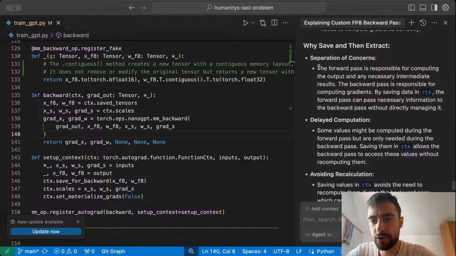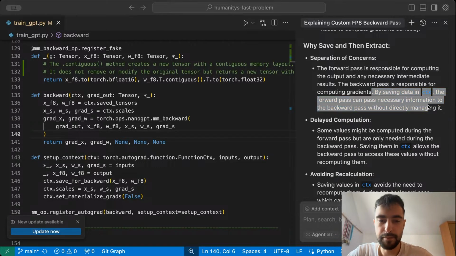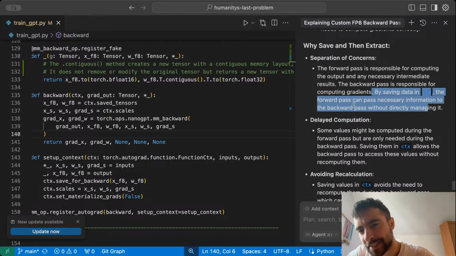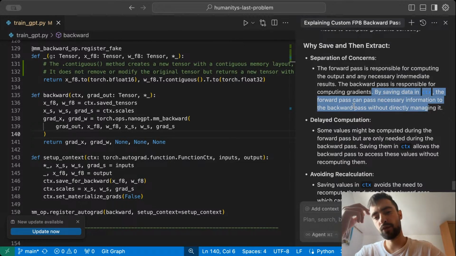Separation of concerns. The forward pass is responsible for computing the output and any necessary intermediate results. The backward pass is responsible for computing gradients. By saving data into context, the forward pass can pass necessary information to the backward pass without directly managing it. So the forward pass can pass necessary information to backward pass just by saving it to context.